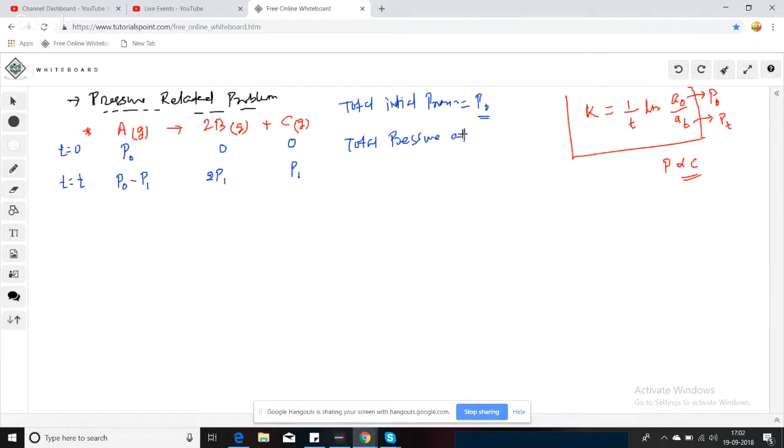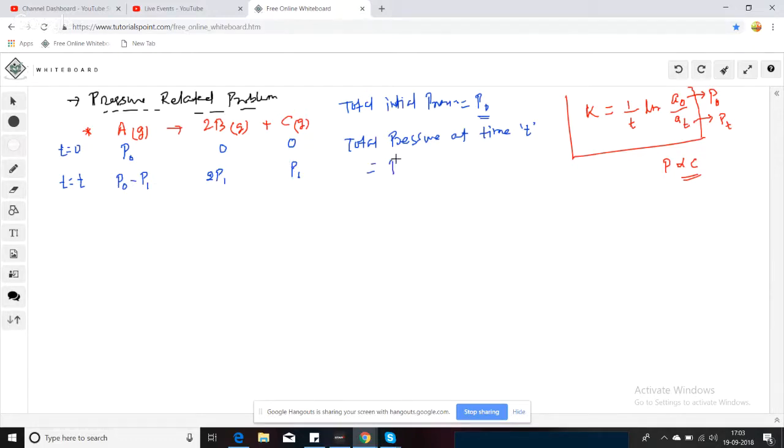Total pressure at time T, right? Since the reaction proceeds, some of the A converts into B and C at the same time. So we have some pressure of A, some pressure of B, and C also. We have to add all these pressure terms at time T.